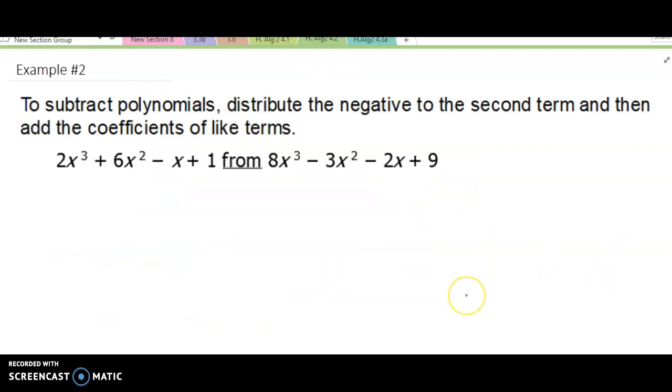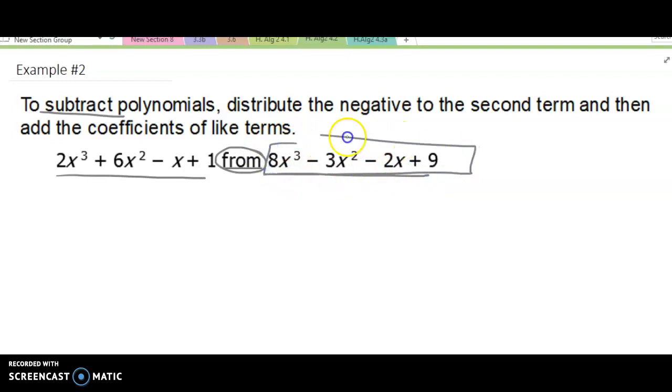answer. All right, now when we go to subtraction, okay, we need to make sure we know what we're starting with and what we're subtracting. So like in this term, here it says 2x cubed plus 6x squared minus x plus 1, and we're going to subtract this from this. Okay, that means we start with this here and we subtract all of this.